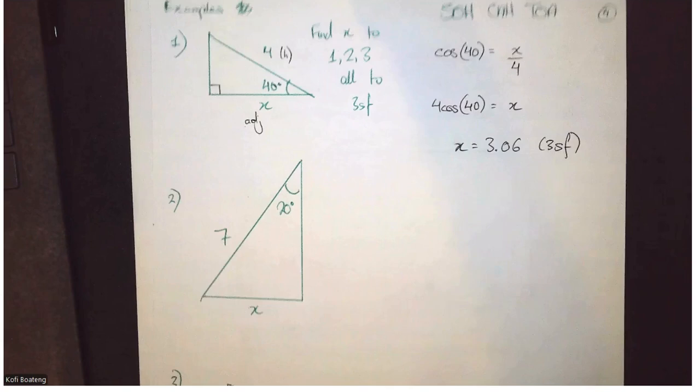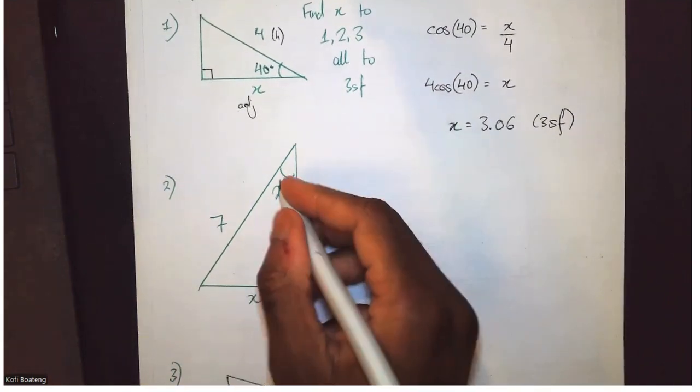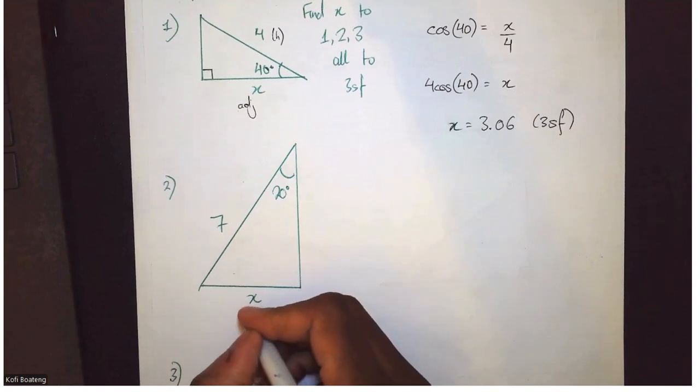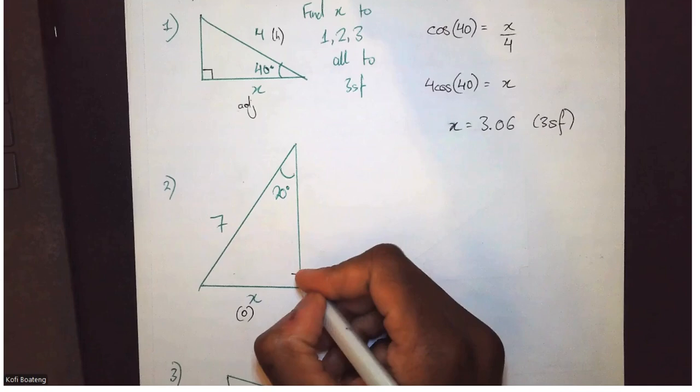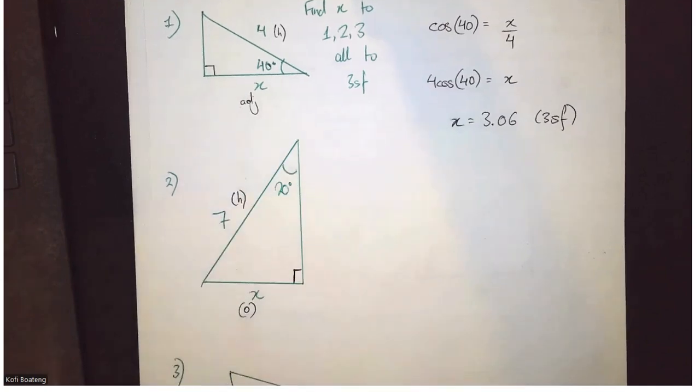Now, let's try the next question. Again, we start with labeling. So this is directly opposite the angle of interest, 20. So this is going to be an O. And this is the right angle, clearly. So this is directly opposite the right angle. So this is an H.